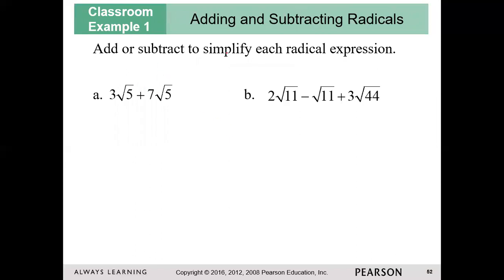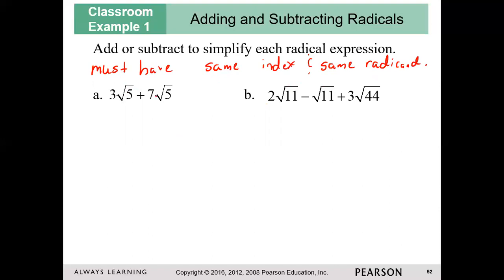So in order to add or subtract these radical expressions, you must have the same index, so same index, and the same radicand. So if you don't have the same index and the same radicand, you cannot combine them, all right? You will 100% not be able to combine if you do not have the same index and the same radicand. Just let it ride and move on with the problem, okay?